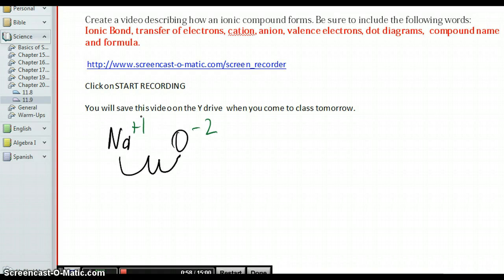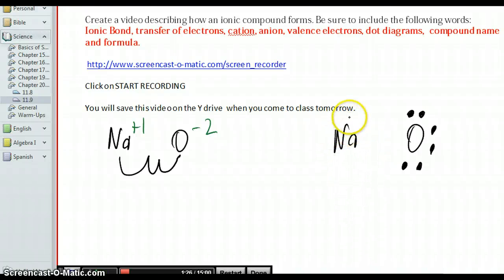sodium did was give one of its valence electrons to oxygen to complete its valence electrons. So if I make this dot diagram here, let me see how many it has. It has 6. So 1, 2, 3, 4, 5, 6. Alright, yeah, that's 6. And here's sodium, which has 1. I've got to have 2 sodiums to fill that up.